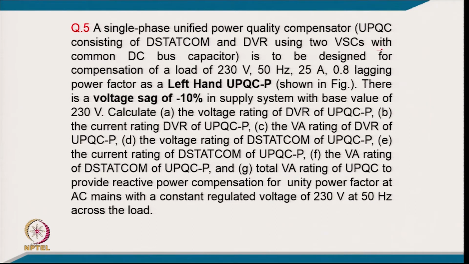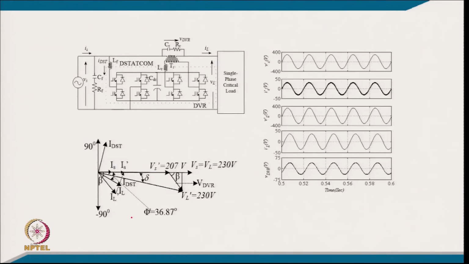Coming to the fifth numerical example, a single phase UPQC consisting of a D statcom and DVR using 2 VSC with common DC bus is to be designed for compensation of a load of 230 volt, 50 hertz, 25 ampere, 0.8 lagging power factor as a left hand UPQC, and there is a voltage sag of -10% in the supply system with base value of 230 volt. Calculate the voltage rating of the DVR, current rating of the DVR, VA rating of the DVR, voltage rating of the D statcom, current rating of the D statcom, VA rating of the D statcom, and total VA rating of the UPQC to provide reactive power compensation for unity power factor, meaning a constant regulated voltage of 230 volt, 50 hertz across the load.